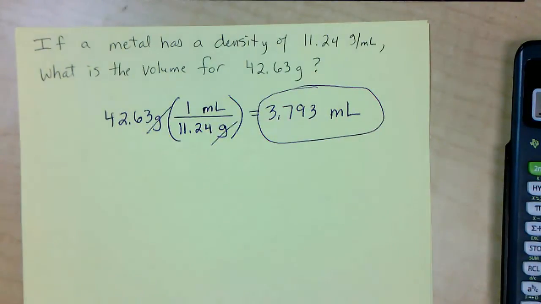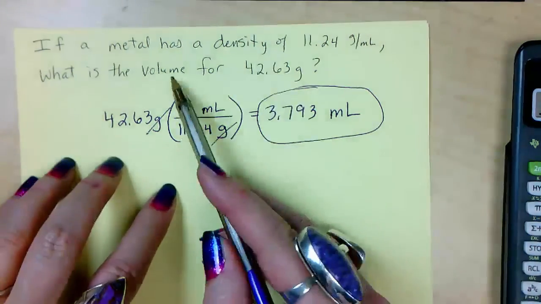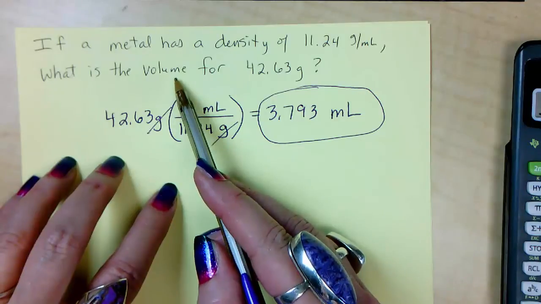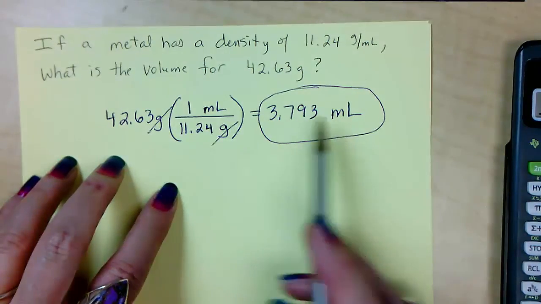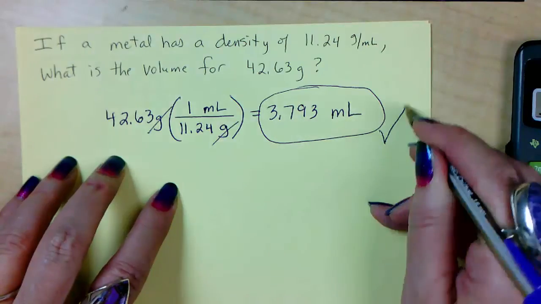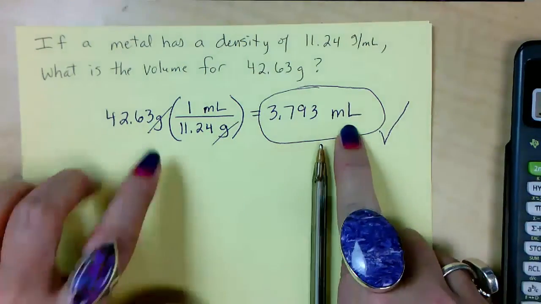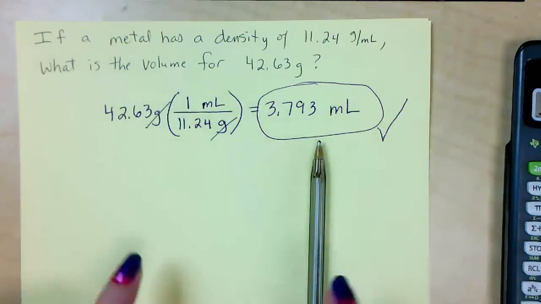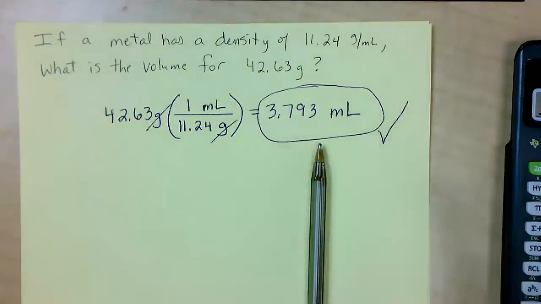All right, good job. So that was a type 2 density problem where we actually solved for volume. Let's check our unit. Milliliters, is that a volume? Yes, it is. Okay, good. So yeah, we checked. Our unit makes sense for volume. Grams canceled. Life is good. Good luck with your density problems.